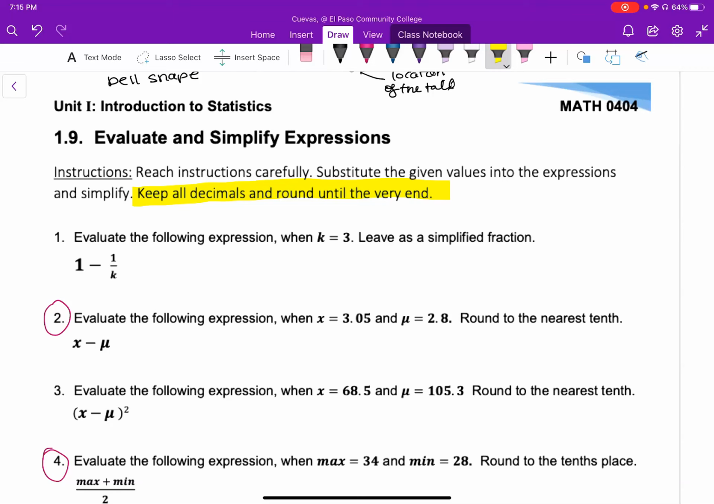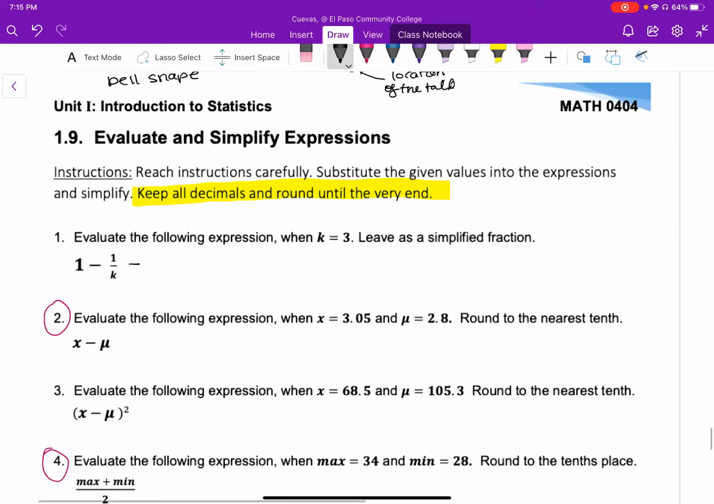They start to round very early, and then at the end, you've done so much rounding that the number is incorrect. So make sure that you are keeping as many decimals at the beginning and rounding until the very last step. Number 1, evaluate the following expression when k equals 1/3, leave as a simplified fraction.